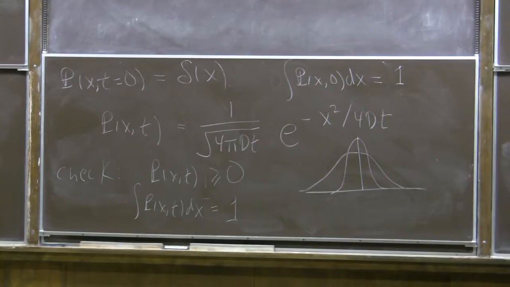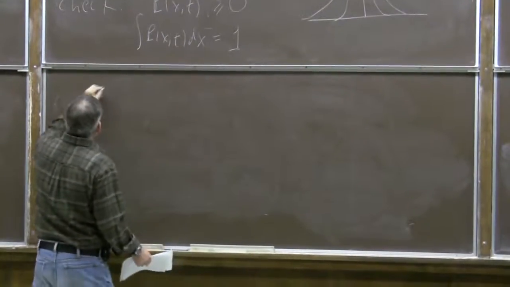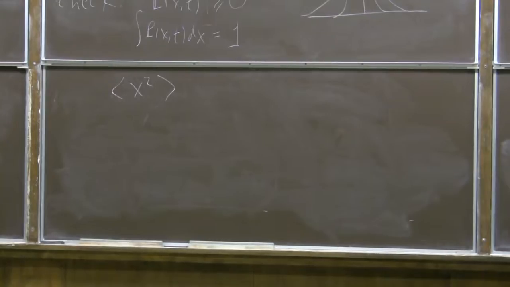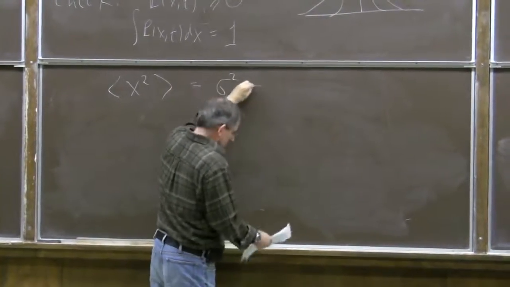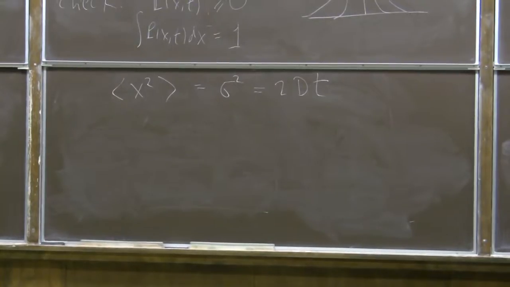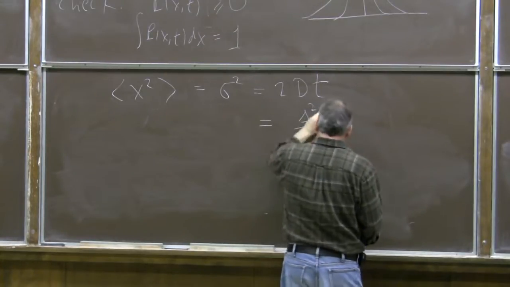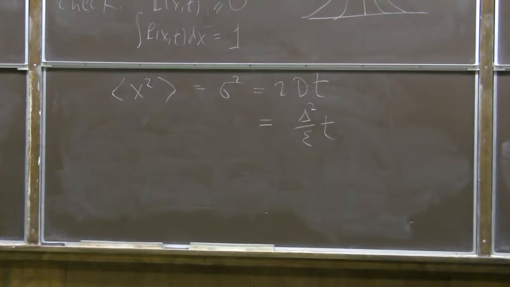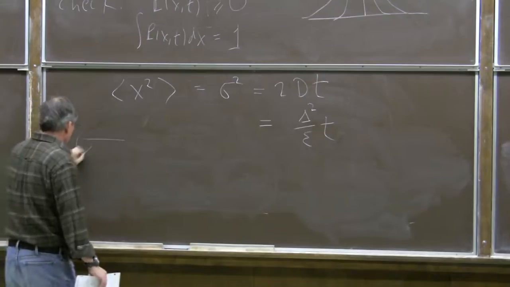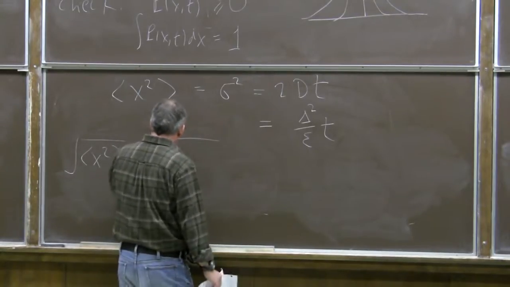How broad is it? The variance of this probability distribution tells us how broad it is. Namely, the mean square value of x is given by the variance of this Gaussian, and that's just 2Dt, where D is the diffusion constant, which we now know in terms of our lattice model we can write as delta squared over 2 epsilon, times time t. So the width of the distribution grows like the square root of t. The square root of the mean square value of x squared is equal to the square root of 2Dt.